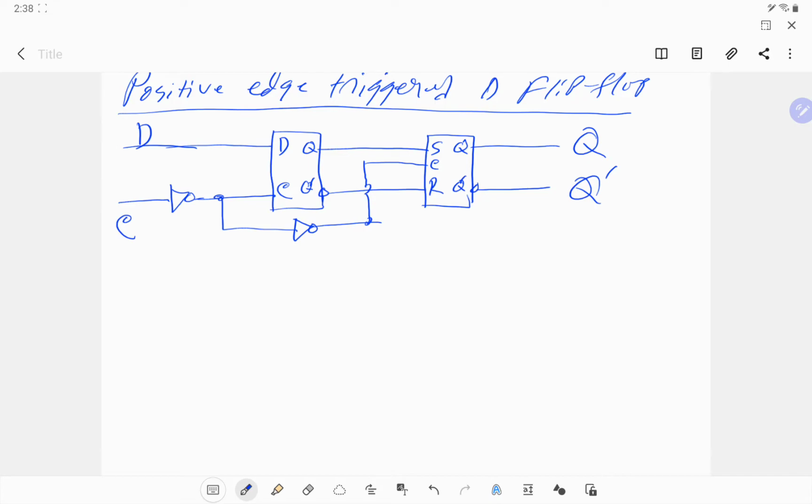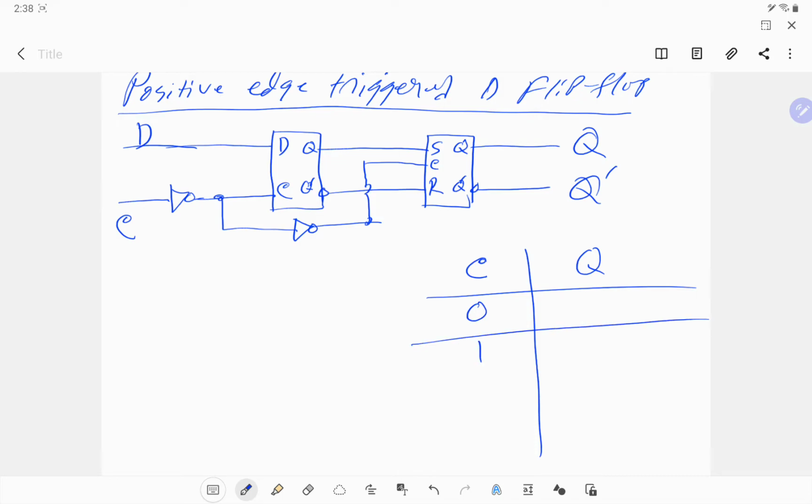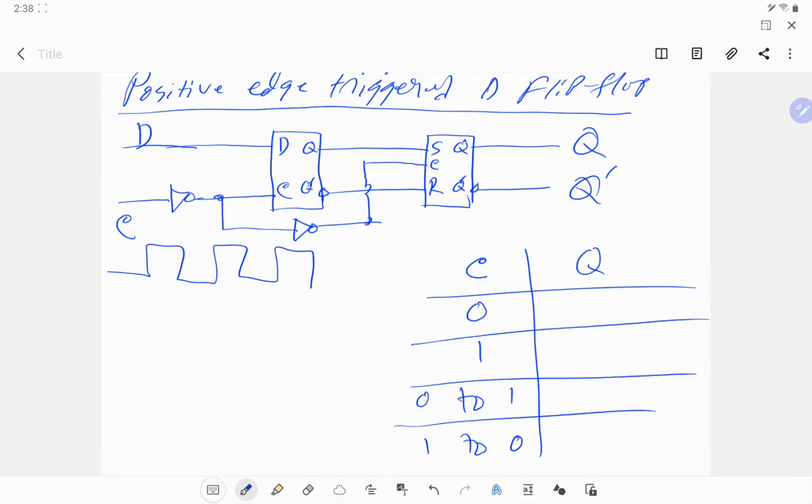Let's analyze this circuit. We have C and we want to find the output Q. When C is 0, what happens? When C is 1, what happens? When C goes from 0 to 1, what happens? When C goes from 1 to 0, what happens? C is the clock pulse.